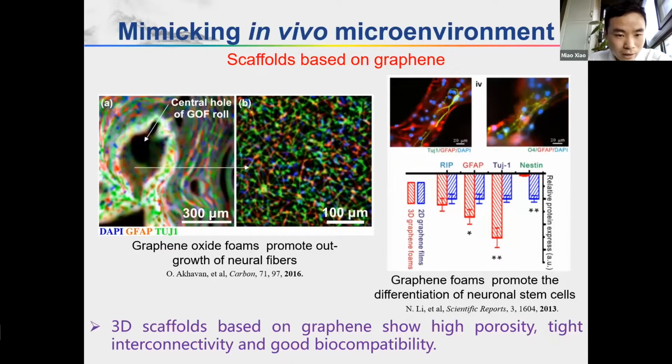On the left, the graphene oxide form can promote the outgrowth of neuron fibers. And on the right, the 3D graphene foam can promote the differentiation of neurons themselves.